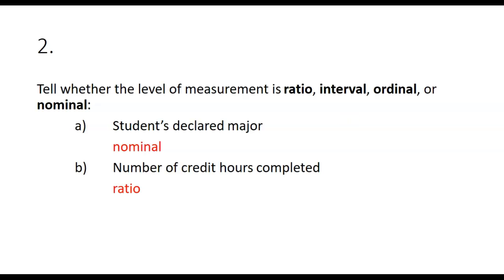What about number of credit hours completed? That would be ratio. That is a number. And if that number is 0, that really does mean no credit hours. And somebody who's got 50 credit hours completed, that really is twice as much as somebody who has 25, because 50 is twice as much as 25. So that is the ratio level of measurement.